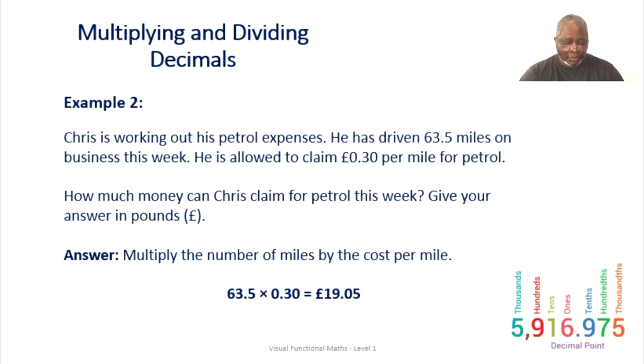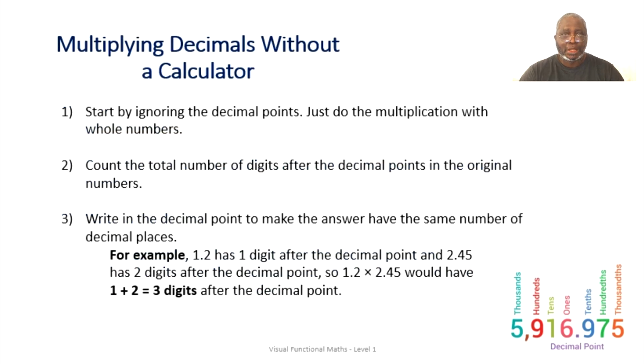The answer: Chris multiplies 63.5 by 0.30, which is 19.05. Now, because we're not using a calculator, you probably might ask, how did he do it with the decimal points? Let's find out now.